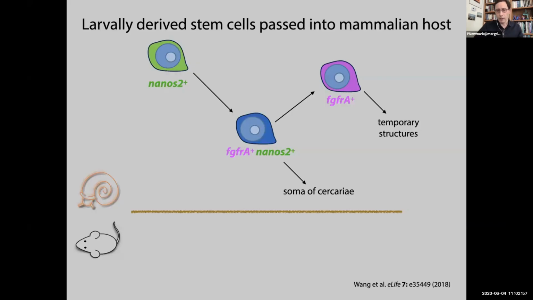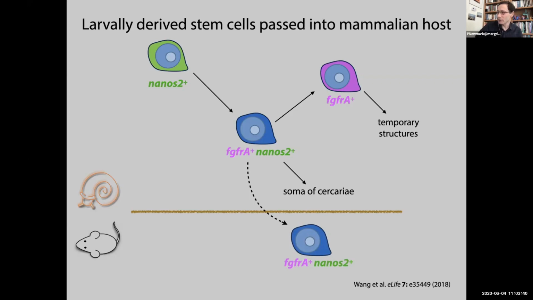All right, so to summarize what I've told you so far, essentially the work from the intra-snail stage of development identified this heterogeneous population of stem cells. This population that does not express nanos turns out to be behaving like a transit amplifying cell that is associated with transitory larval structures like the tail. We believe that this double positive population gives rise to soma and cercaria, but then is also packaged into the infective form such that it can be passaged into the mammalian host.